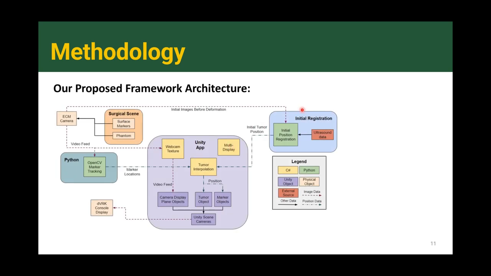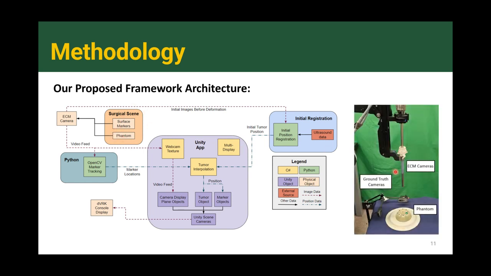There is an initial registration phase where the initial position of the tumor is detected using ultrasound data. There's a surgical scene, which is the phantom itself. I have the experimental image on the right-hand side here, where the markers placed on the phantom would be seen by these ECM cameras, the endoscopy camera manipulator arm of the Da Vinci robot. And the two ground truth cameras that you see will detect the actual position of the tumor. And these all go into the Unity app, allowing the tumor interpolation algorithm to update the position of the tumor and overlay in real time.